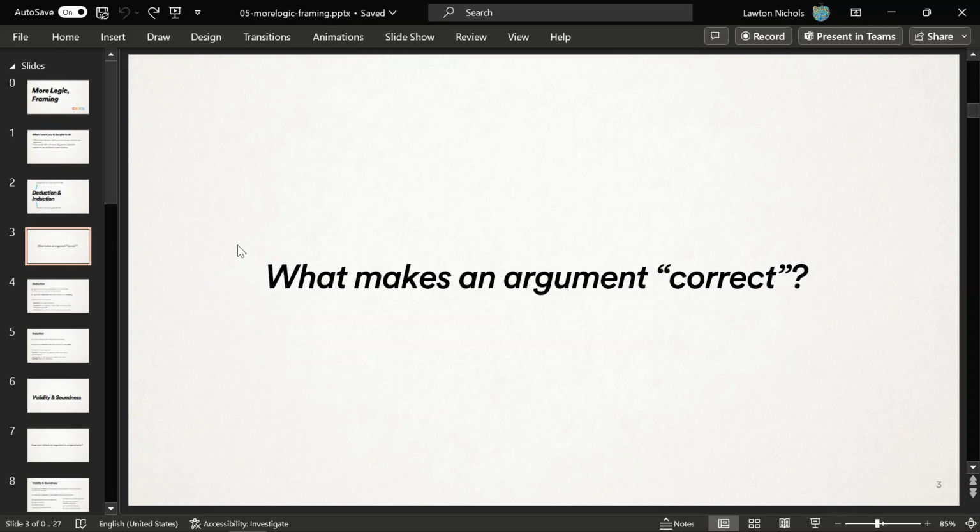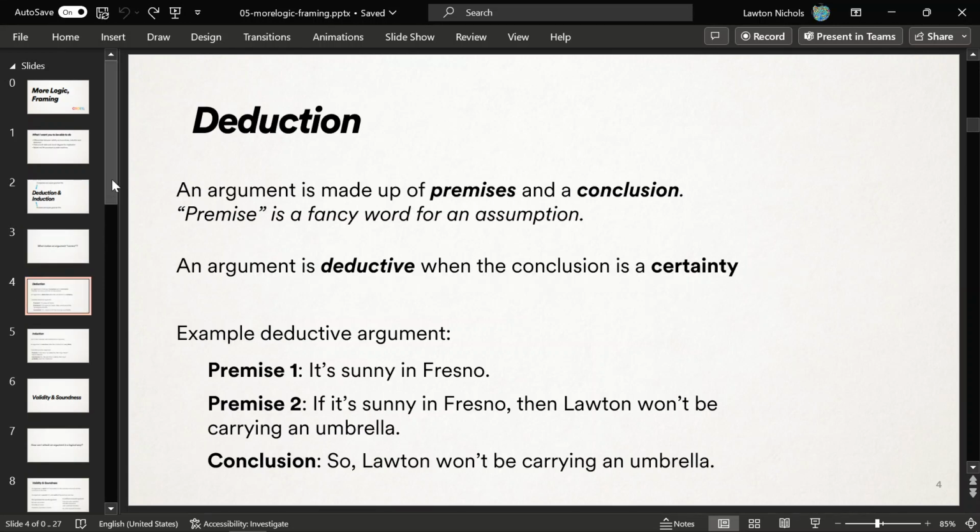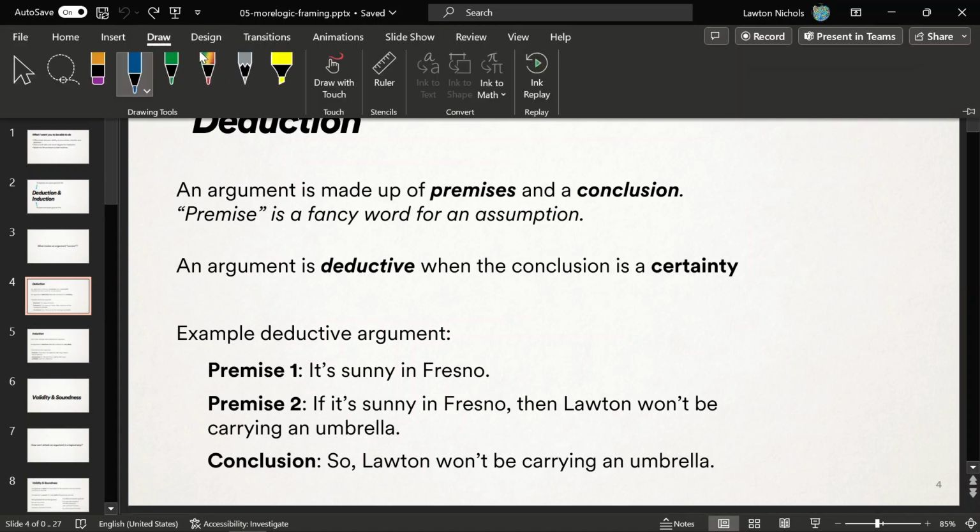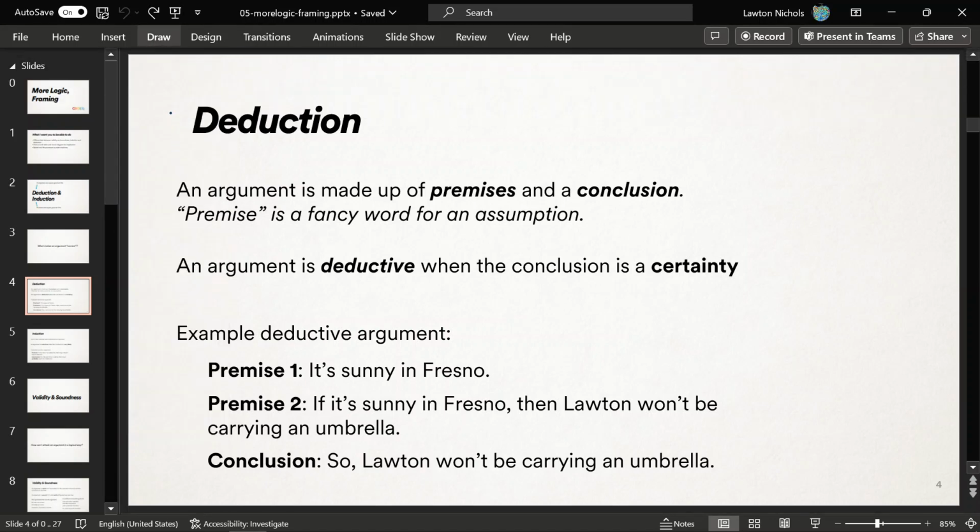I'll give you some definitions. A deductively correct argument, I guess. All right, so let's talk about deduction. That's easier to talk about, and it's very logical. It is as logical as you can get when you have an argument in logic. A deductive argument is pretty clear.